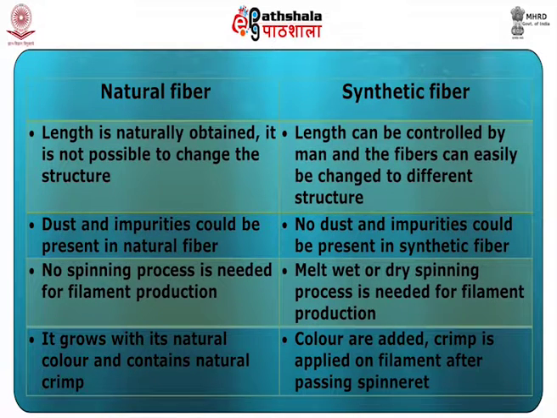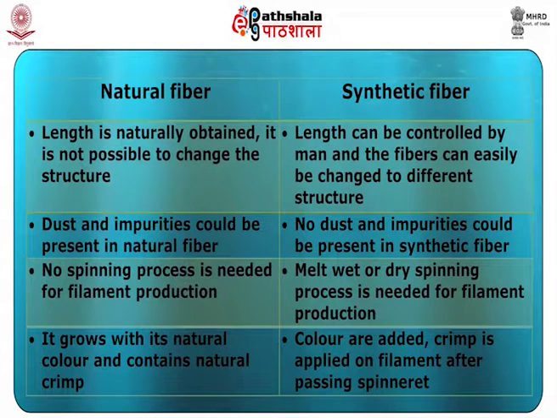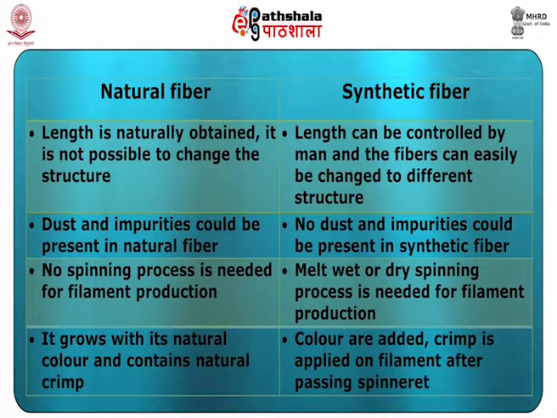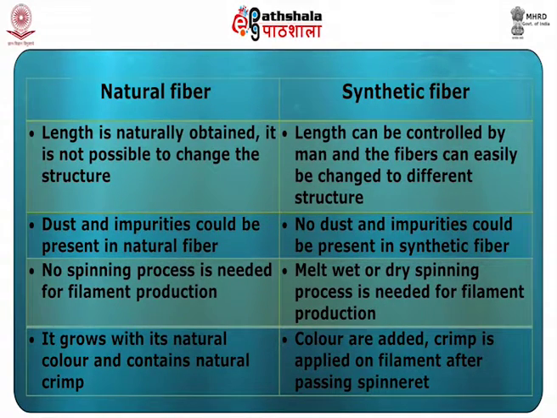The natural fibers have dust and impurities present on them, whereas no dust or impurities can be seen in synthetic fiber. No spinning process is needed for filament production in natural fiber, whereas melt, wet or dry spinning process is required for filament production in synthetic fiber. It grows with its natural color and contains natural crimp in natural fiber, whereas color or added crimp is applied on the filament after passing the spinneret in synthetic fiber.